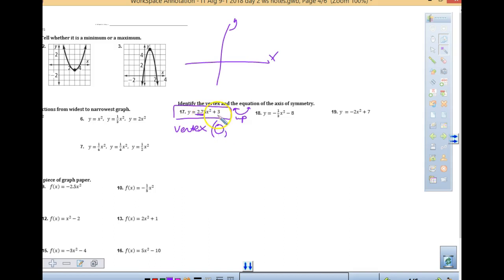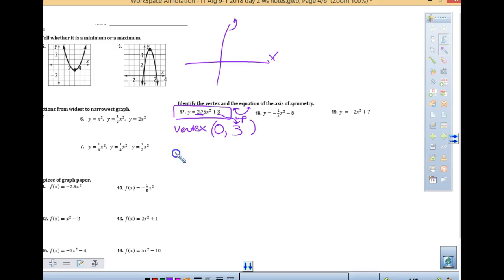My vertex, this is what determines when there's only 2 terms, when we only have an x squared plus a number. Remember we said that's what determines how it moves, our y-intercept. So my vertex should simply be (0, 3), as I'm looking at 17. So as I'm looking at 17, 18, 19, you have to tell the vertex.